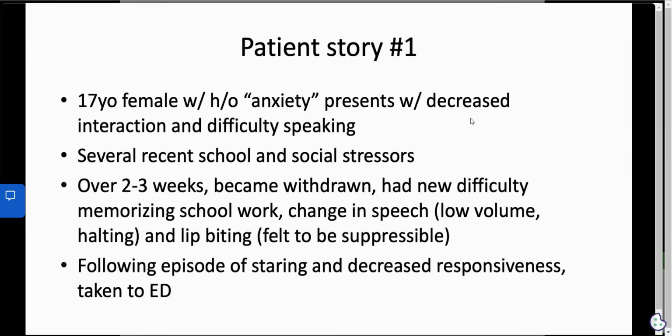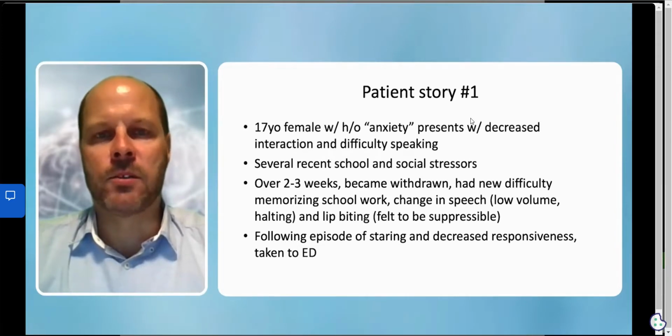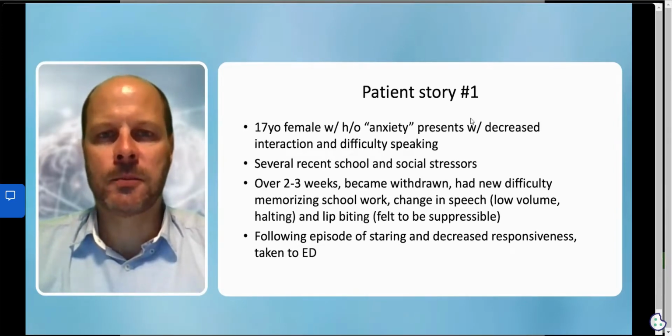To help illustrate some of these points, I will start with a patient story. This is a patient of mine that I helped to take care of about 1 year ago. The patient is a 17-year-old female with a history of, quote, anxiety, who presented with decreased interaction and difficulty speaking. This occurred in the setting of several recent school and social stressors.